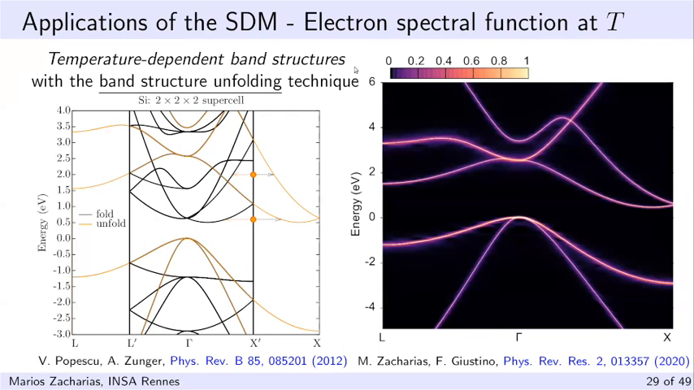So some application of the special displacement method involves evaluating temperature-dependent band structures using band structure unfolding. If we do supercell calculations, of course, our bands will be folded. So we need to unfold them to obtain information about the band structure in the fundamental Brillouin zone of the system. Here is the example of the temperature-dependent band structure at 0 Kelvin of silicon, the electron spectral function actually.